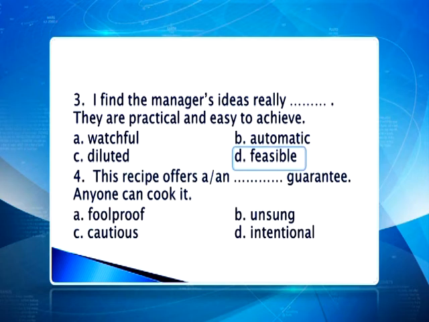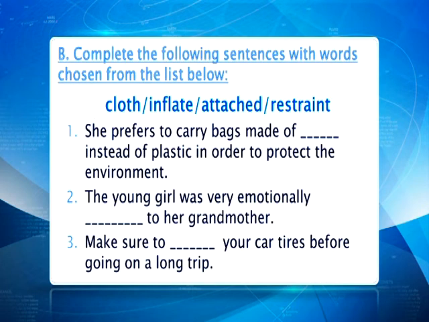Correct. It is feasible. Let's look at number 4. This recipe offers a or an blank guarantee. Anyone can cook it. What word is it? We have foolproof, unsung, cautious, intentional. It is foolproof. Fantastic.